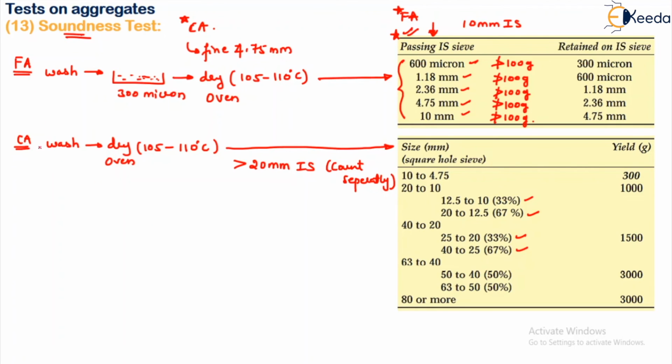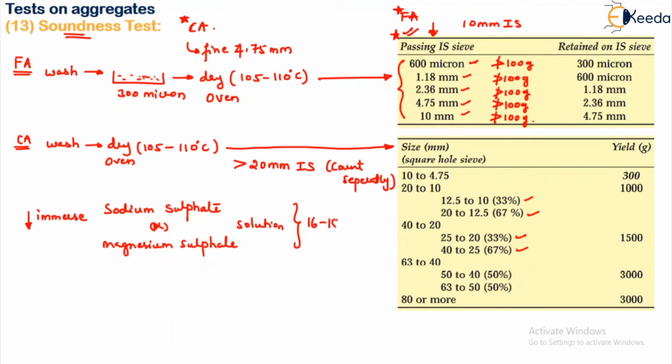Right. Now, what are we doing next? Whether it's coarse aggregate or fine aggregate, what we will do is immerse them in the solution of sodium sulfate or magnesium sulfate, for about 16 to 18 hours. And whenever we immerse them, we have to make sure that the temperature of this solution is around 27 plus or minus 1 degree centigrade.